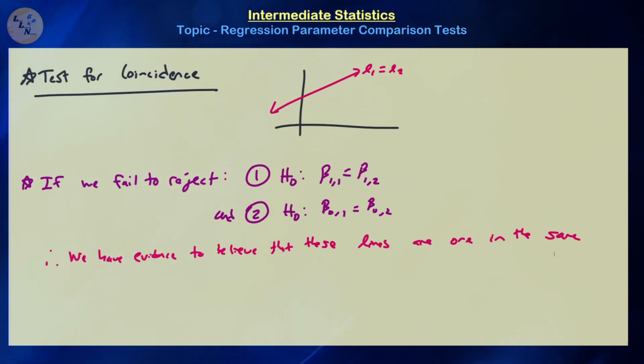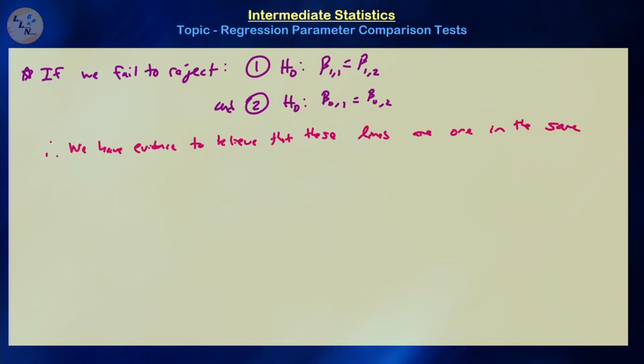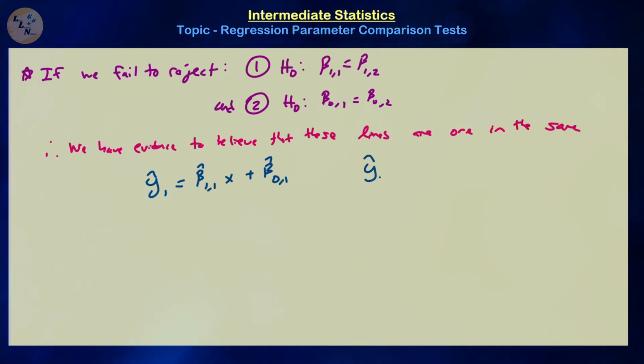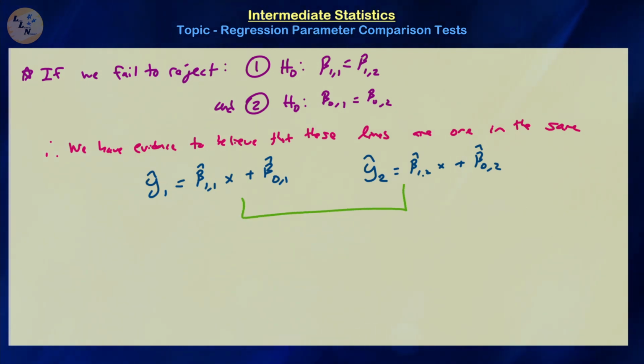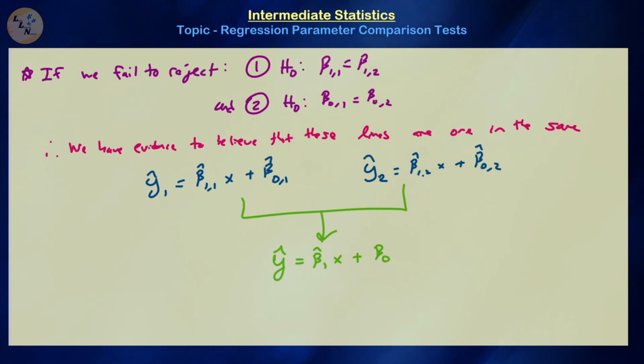So what were these two lines equal to each other? Well, what were these two lines individually? Remember, y hat 1 is equal to beta hat 1,1 x plus beta hat 0,1, and y hat 2 is equal to beta hat 1,2 x plus beta hat 0,2. So if these two lines are equal to each other, we should be able to combine them into a single line. In particular, y hat is equal to beta hat 1 x plus beta hat 0, right?